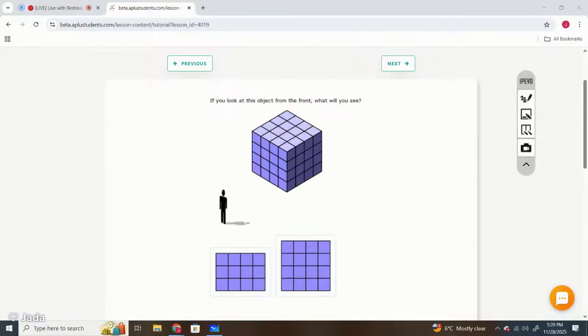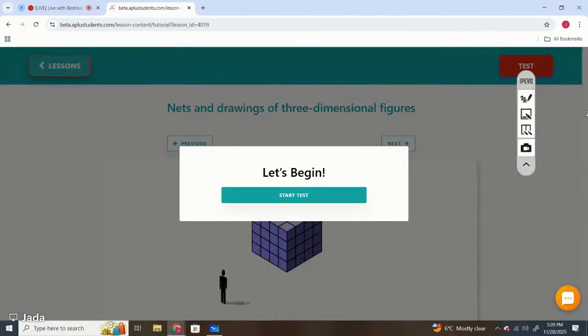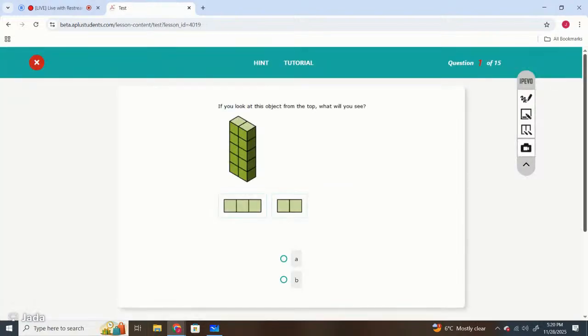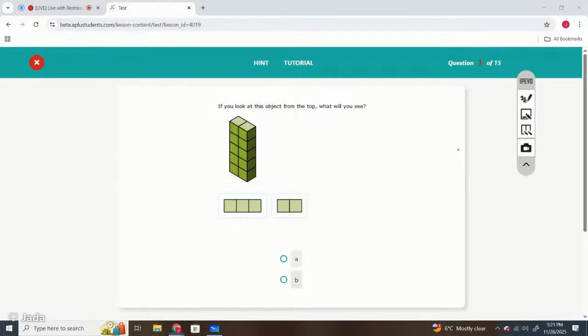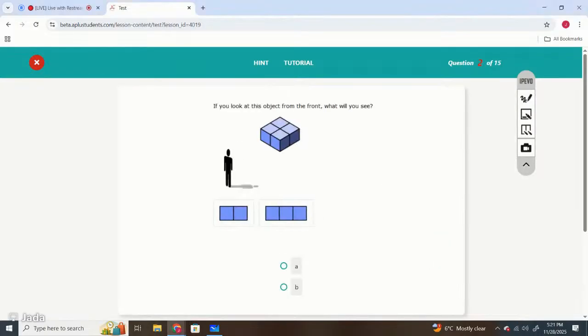Okay, let's just start with the test questions. If you look at the object from the top, what will you see? So when you look at the picture from the top, you can see this side, right? So option number B is the correct option. That is B. If you look at this object from the front, what will you see?